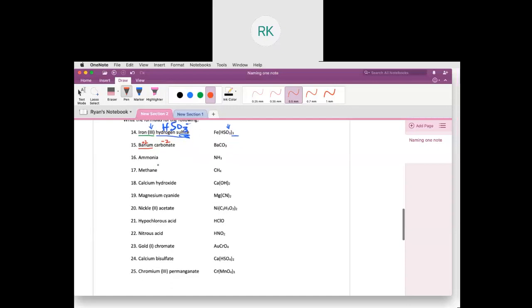Okay, ammonia is just NH3. That's something to note. Definitely remember that ammonium is NH4. Okay, let's try to NH4, which has a positive charge, is ammonium.